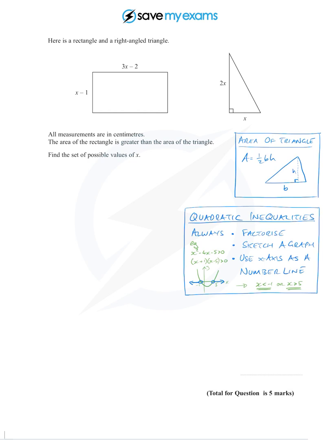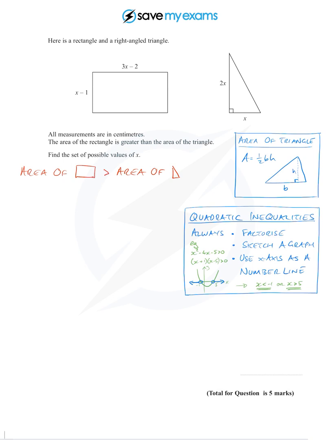Okay, so there isn't a huge amount of information here. The key thing clearly is that the area of the rectangle is greater than the area of the triangle. That is essentially an inequality. So let's write it down. Area of rectangle, okay, I should use a little sort of pictogram there, is greater than the area of the triangle. Okay, so I've made it clear what I'm doing.